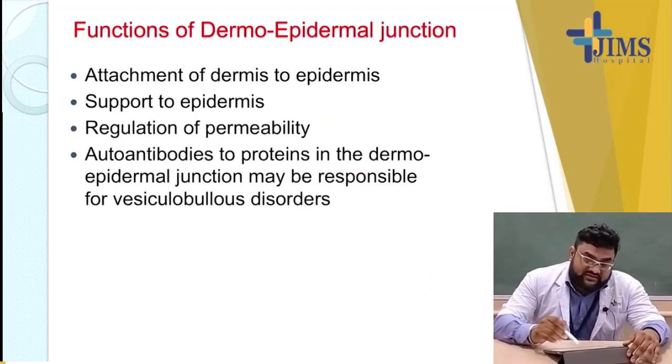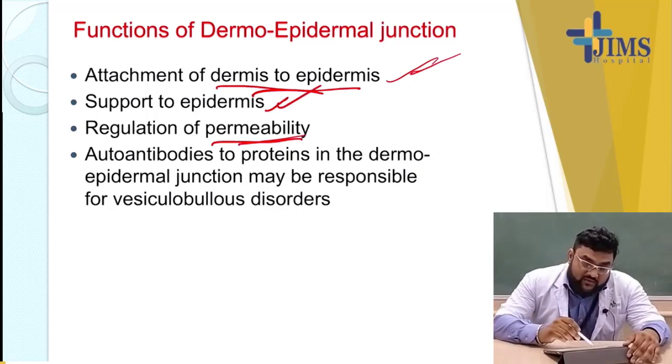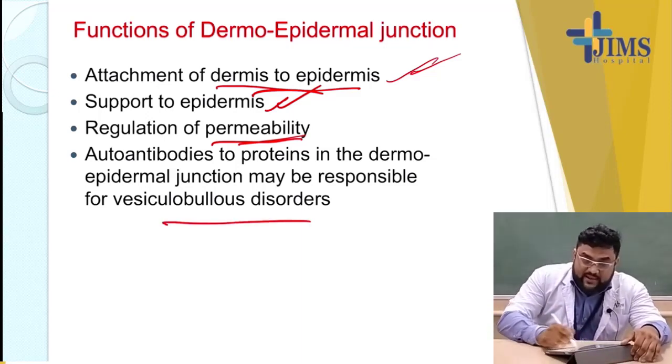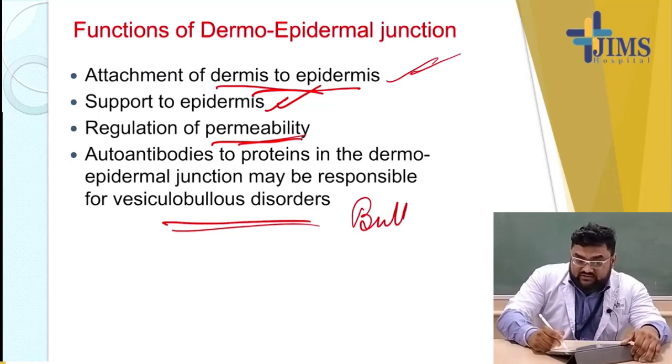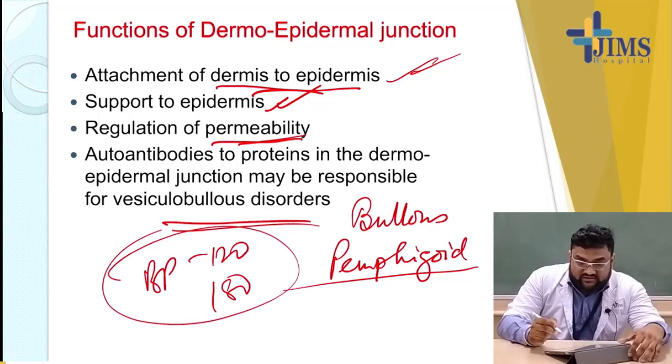What are the functions of the DEJ? There is the attachment of the dermis to the epidermis. That is the most important. Support to the epidermis. Regulation of permeability. Autoantibodies to proteins in the DEJ may be responsible for vesicular disorders like bullous pemphigoid, which is due to autoantibodies against BP 120 and 180. There are two different proteins.